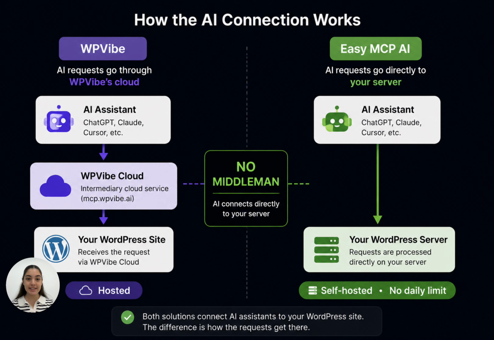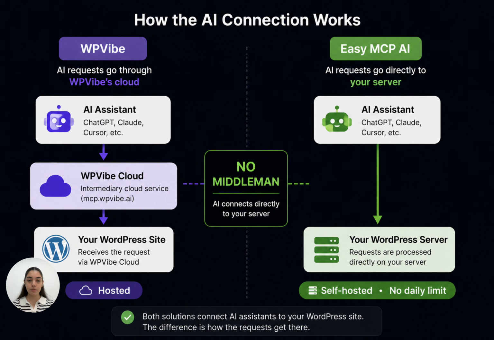At first glance, Easy MCP AI and WPVibe seem very similar. Both let AI assistants interact with your WordPress website through the Model Context Protocol, or MCP. The key difference is how those requests reach your site. With WPVibe, requests are routed through WPVibe's hosted cloud service before reaching your WordPress installation, and with Easy MCP AI, everything runs directly on your own WordPress server. The AI assistant communicates with your site through the plugin itself, so there isn't an intermediary cloud service processing those requests.